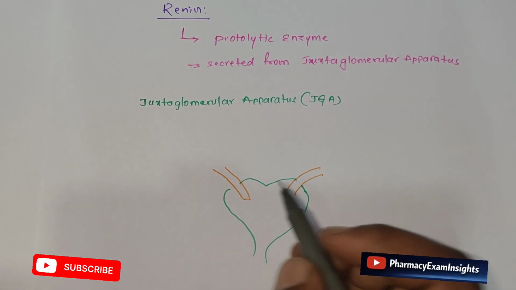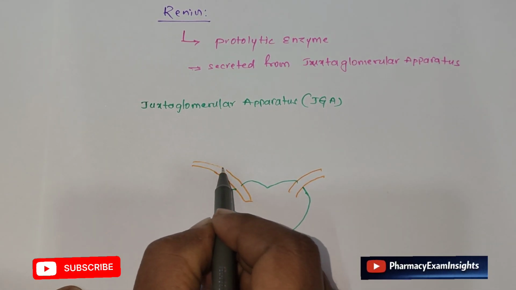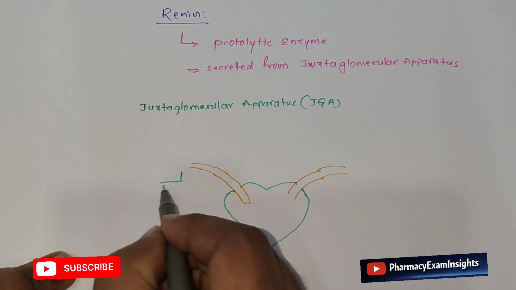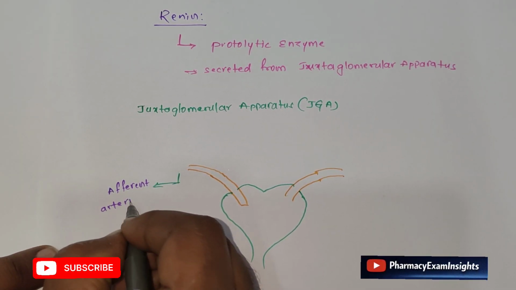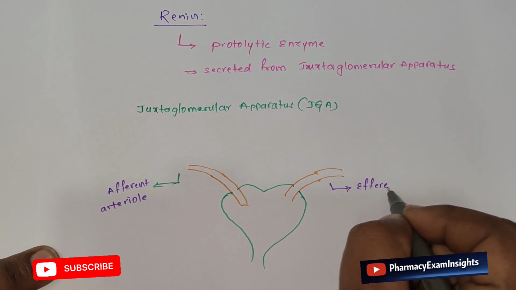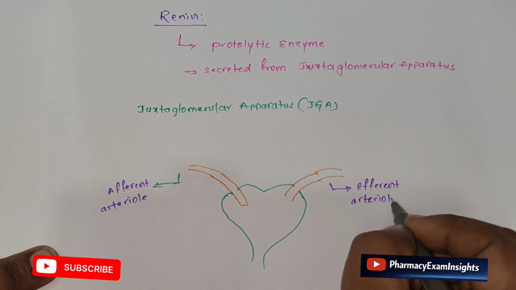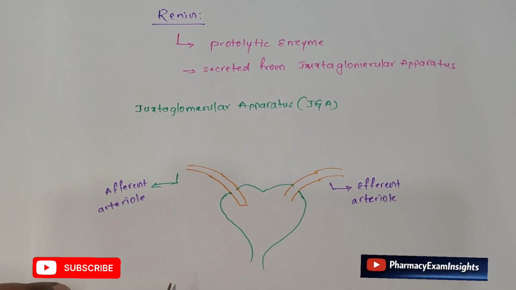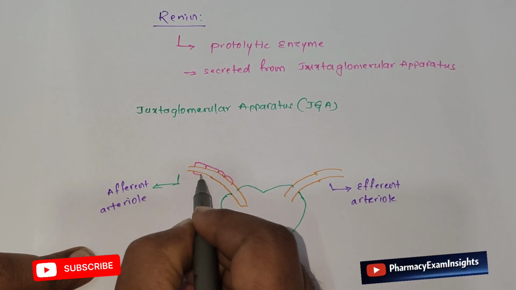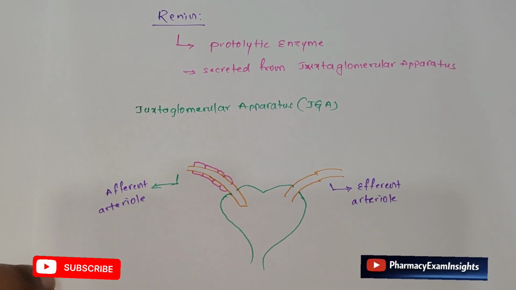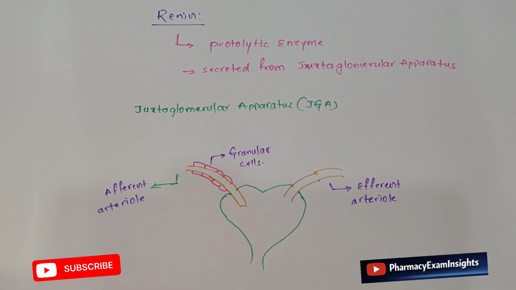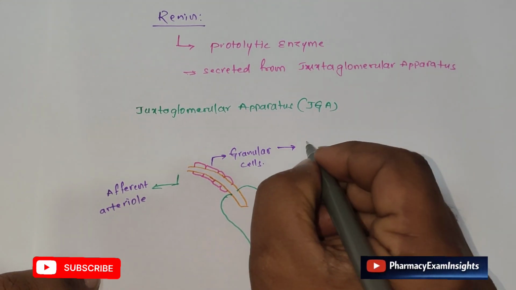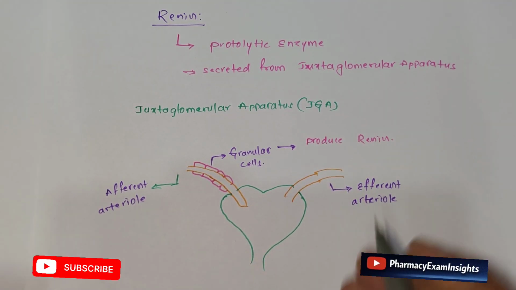Let's see the parts of the juxtaglomerular apparatus. This apparatus consists of two arterioles. One is the afferent arteriole and the second one is the efferent arteriole. These afferent arterioles consist of specialized cells called granular cells. From these granular cells, renin will be produced.